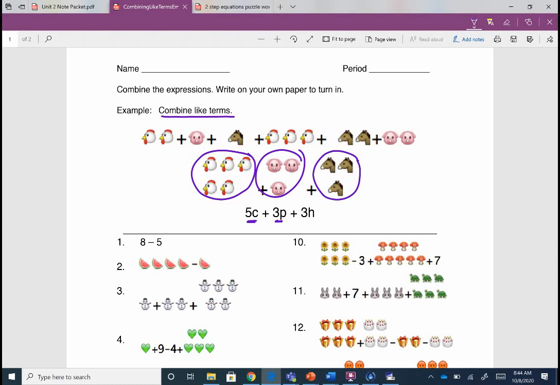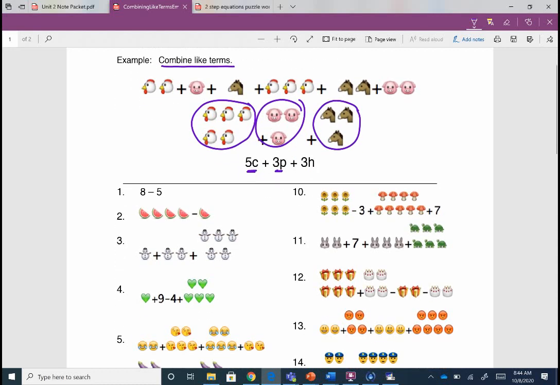So the 5C, I can't stick that together. The 5 chickens, I can't group with the 3 pigs. The 3 pigs, I can't put with the 3 horses. They're not the same thing. So what I want us to look at today is just focusing on this sheet and combining what we can.